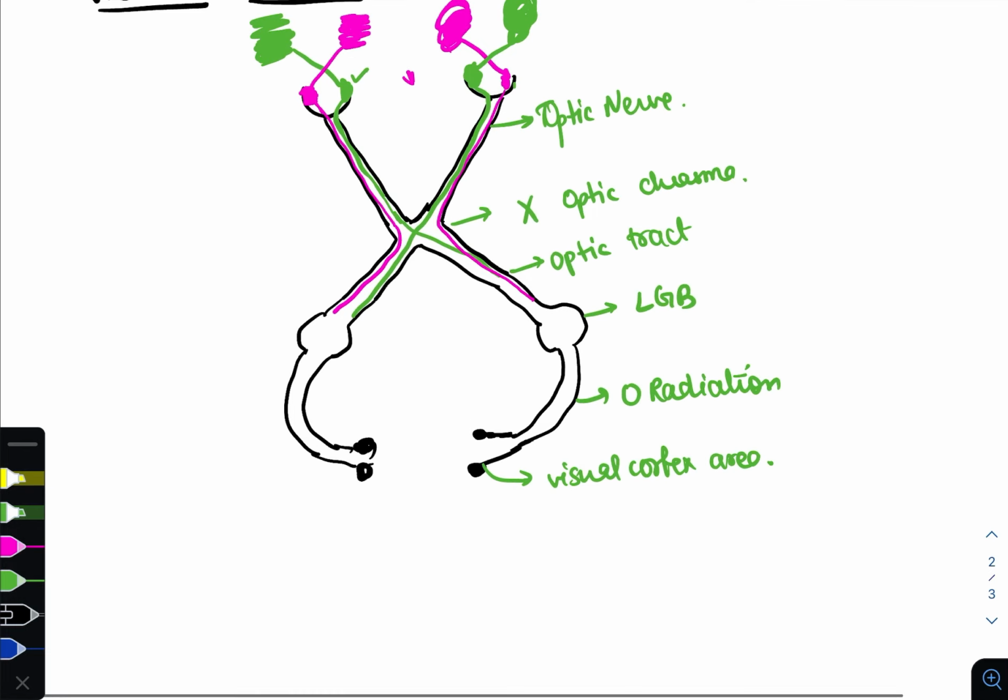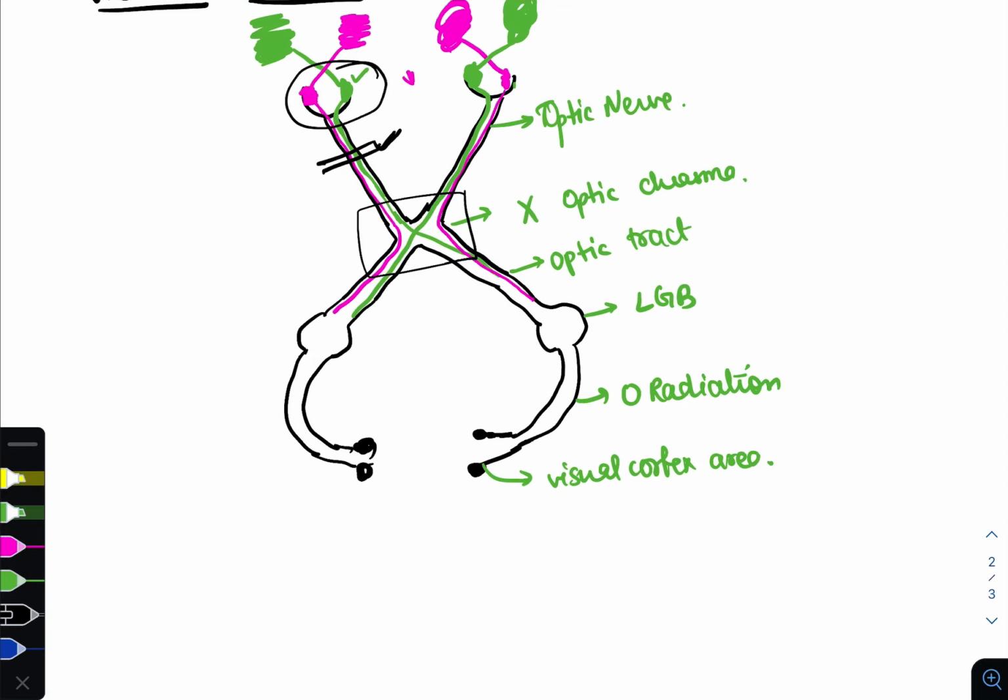First of all we have to remember: any defect before the optic chiasma, in this part, is located in one eye only, as we can see here. So if the defect is here, only this eye will be affected, not the other one. When there is a defect here, we can't see from this eye only.